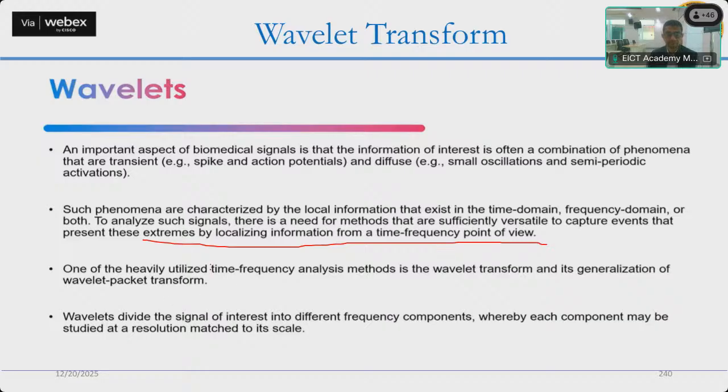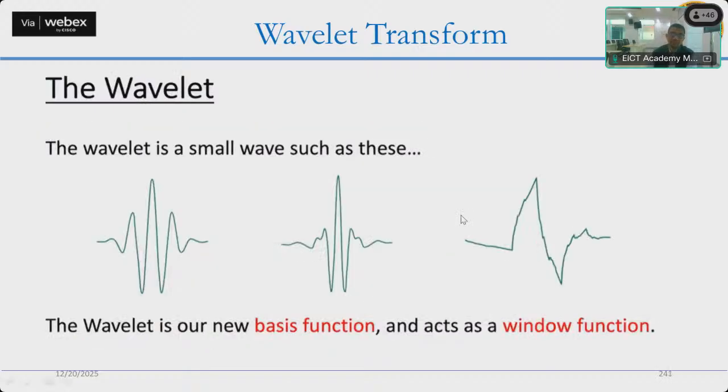So this is the keyword: time frequency. Wavelets divide the signal of interest into different frequency components. Each component is studied at a resolution matched to its scale. A wavelet looks like a finite wave. The more skewed one is the narrow one, and the other is the broader one.